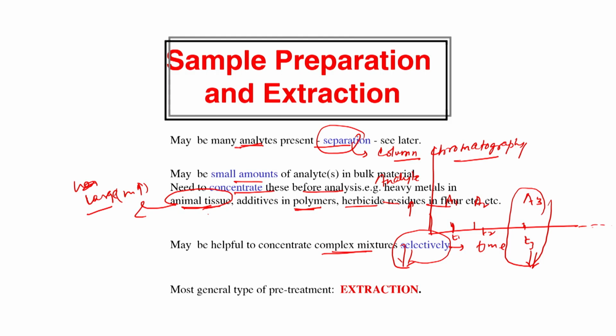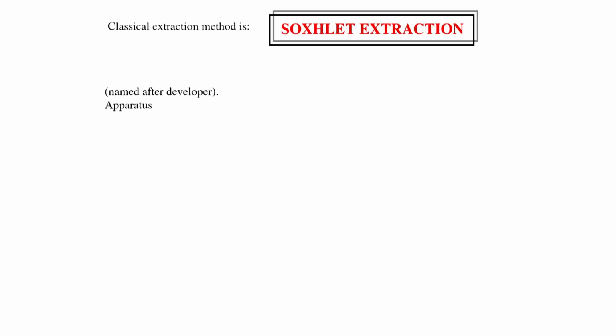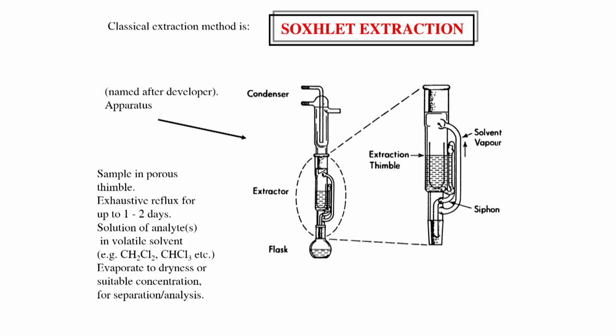And most of the pre-treatment is extraction, okay. So extraction is a very common pre-treatment process. And this is one example of extraction that I have given here. This is called a classical extraction method, and this is the Soxhlet extraction method.